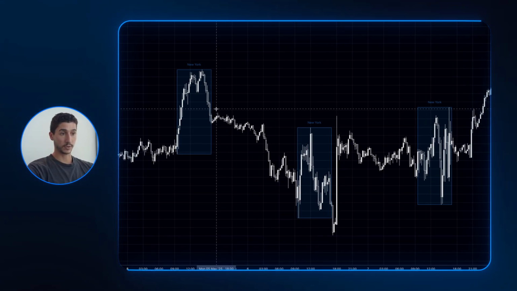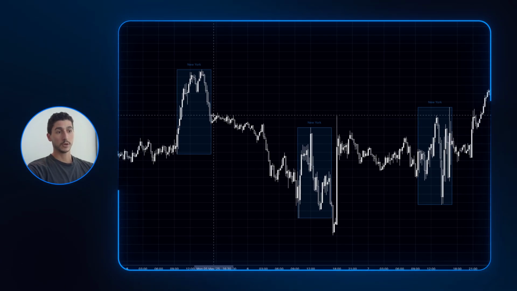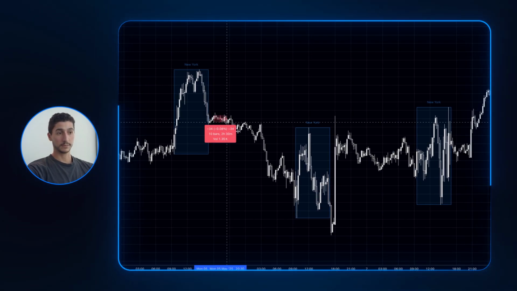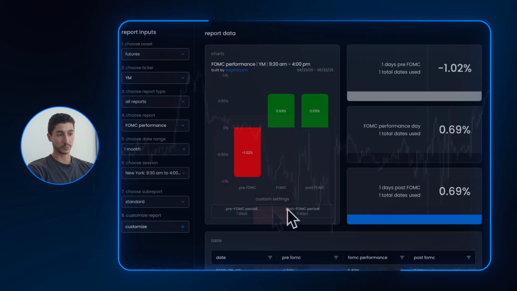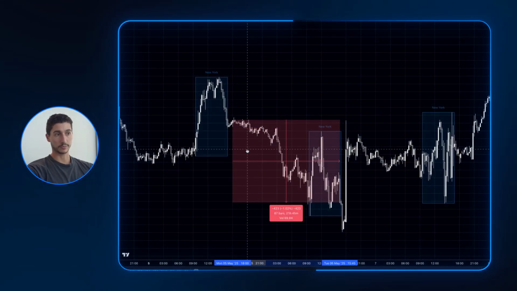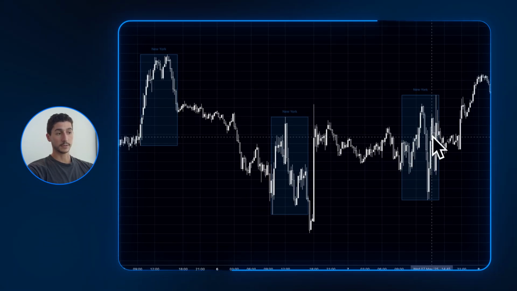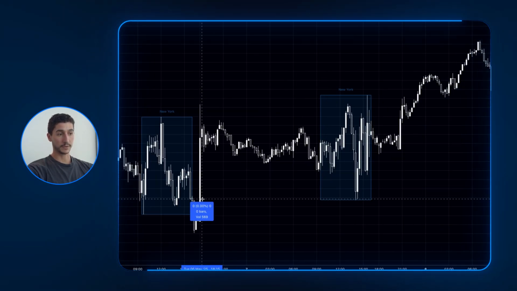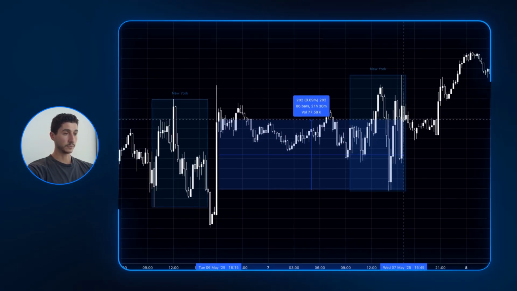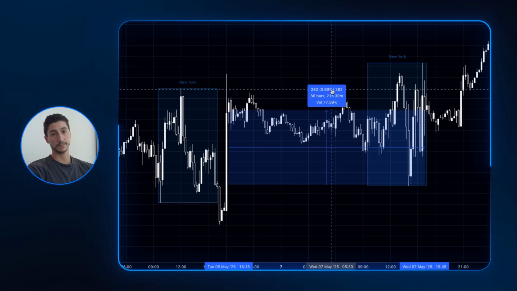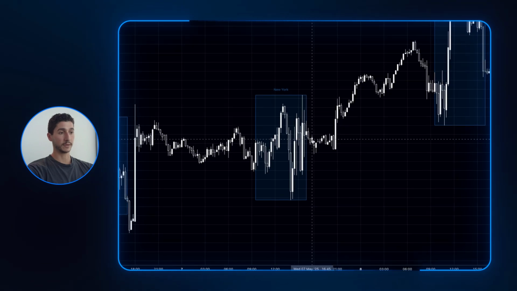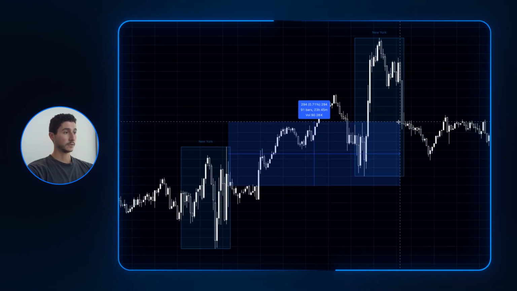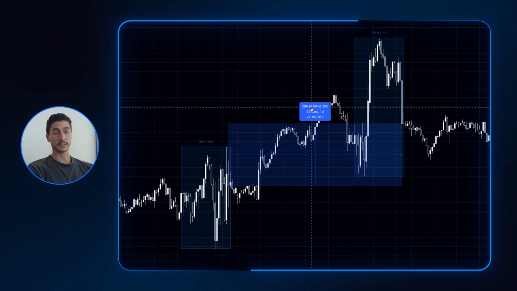So the day before, the performance is going to be from the close of the 5th to the close of the 6th. You can see minus 1.2%. Now the performance for the day of is going to be from the previous close to the close here, 0.69%. So that is positive performance. That's why you can see 0.69%. Now if we go again from the close here to the close here, 0.69% again.